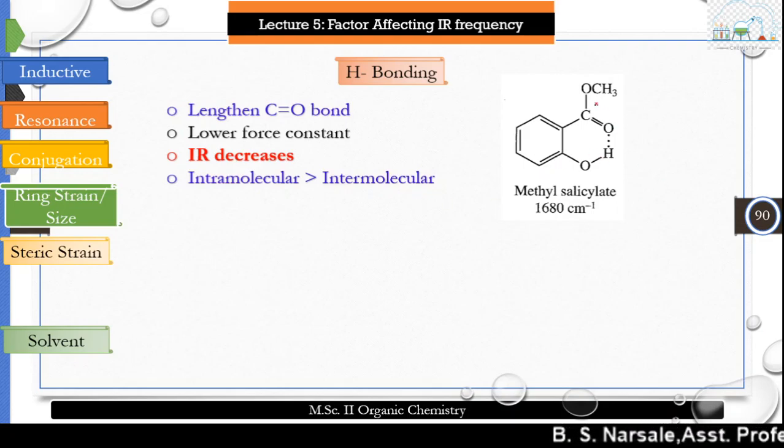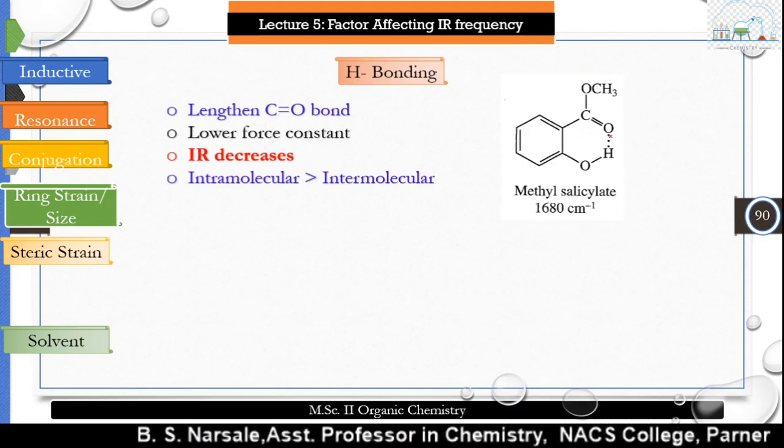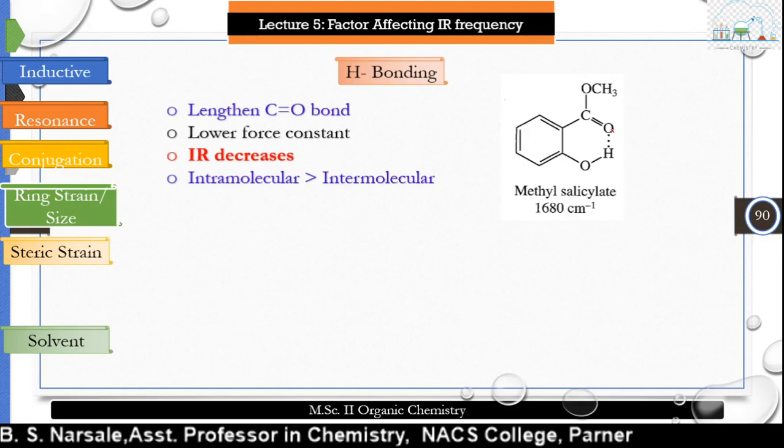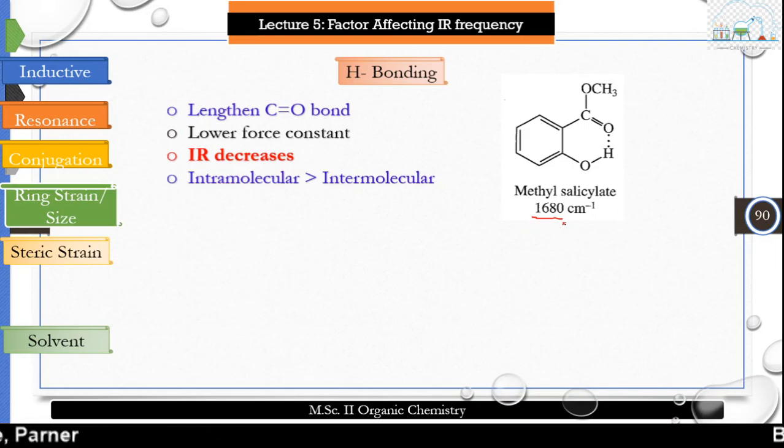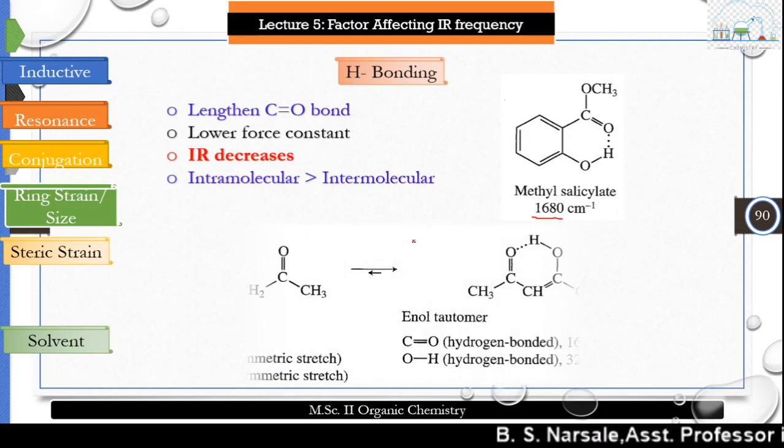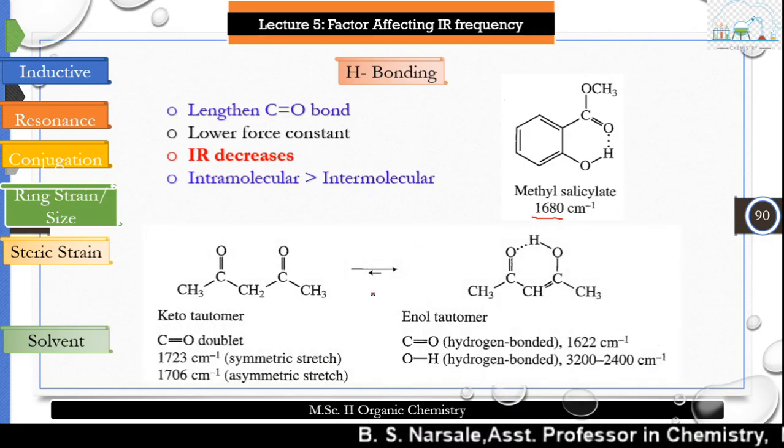Now look at this one. This is an ester molecule. All of you know an ester is generally found at 1740, or we say 1735, and as this is present in hydrogen bonding, it decreases to near about 1680. That is methyl salicylate. This is the example I have taken.